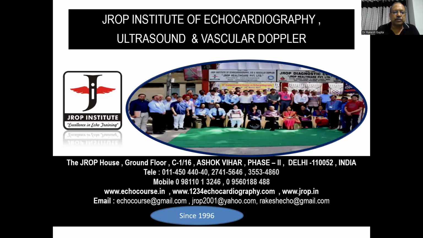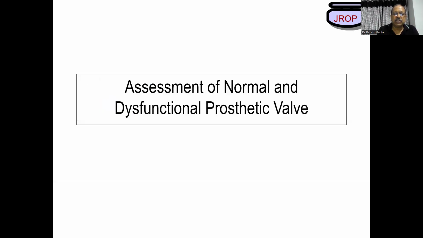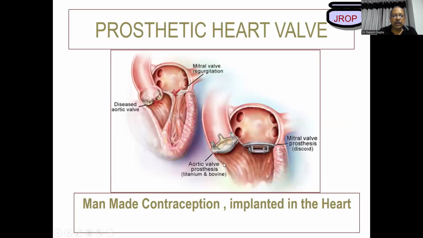Well, I'm Dr. Rakesh Gupta from Jorop Institute of Echocardiography, Ultrasound and Vascular Doctor, Delhi. I'm going to deliver this talk on prosthetic valve evaluations, normal and dysfunctional prosthetic valves. Well, that is what we always say: it is a man-made construction implanted in the heart. This is a native mitral valve which regurgitates, and a metallic disc is inserted at the mitral valve annulus level, and another one at the aortic valve level, both metallic as well as bioprosthetic also.